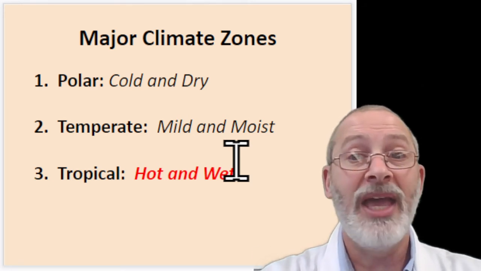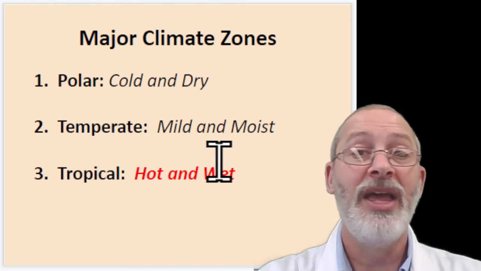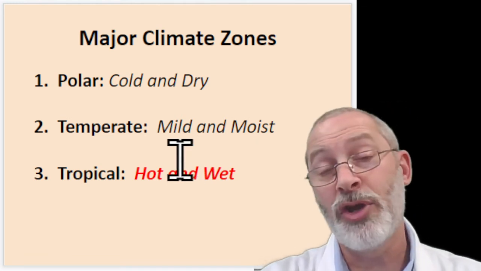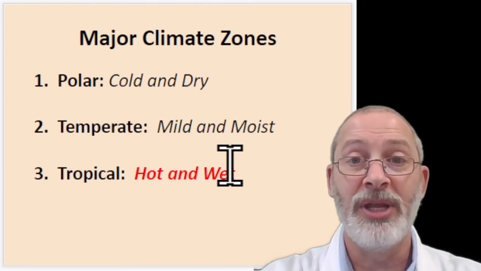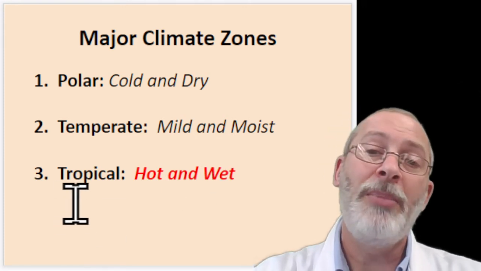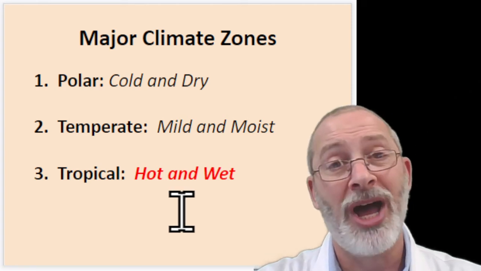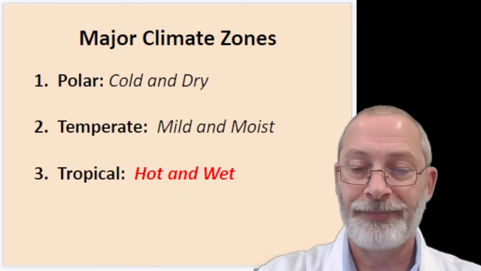We could have a sunny day. We could have a warm, hot day. We could have a cold day here in the temperate climate zone. There can be lots of fluctuation. But in the tropical zone, it's pretty much hot and wet year round.